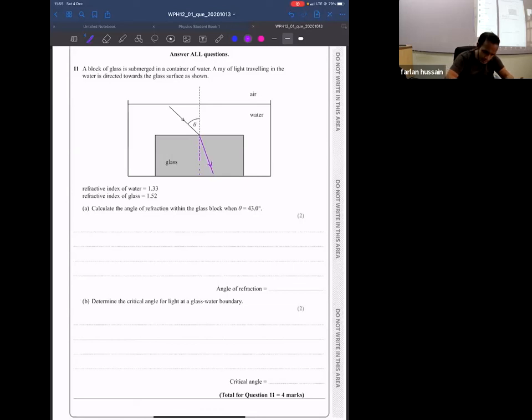Calculate the angle of refraction, I will take it as R. So using the equation, n1 sine theta 1 is equal to n2 sine theta 2. That's the equation. So the refractive index of water is 1.33 into sine 43, equals the refractive index of glass, 1.52, into sine theta 2, which we have to find as the angle of refraction, R. Can you solve this equation and please tell me what is the value of R?